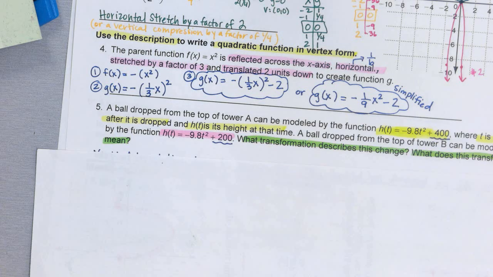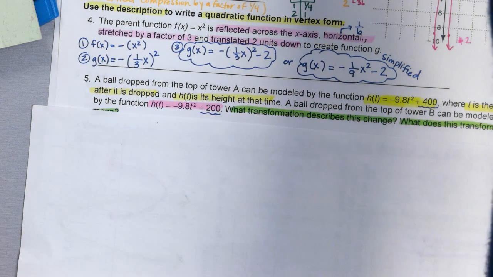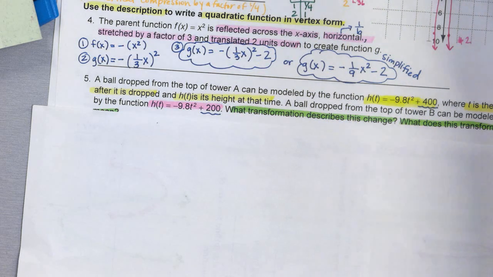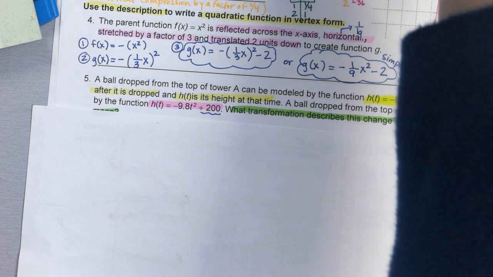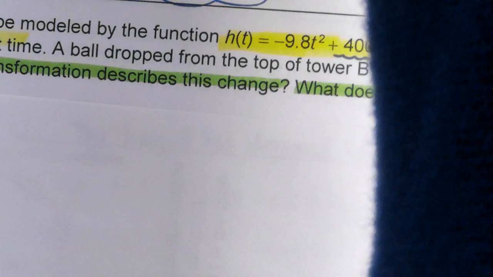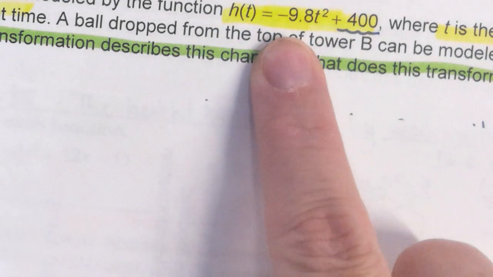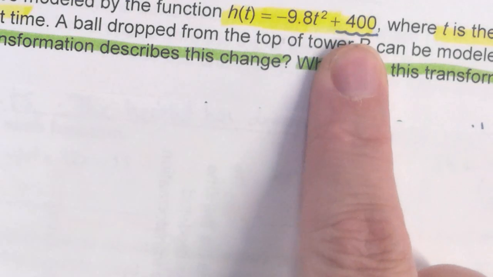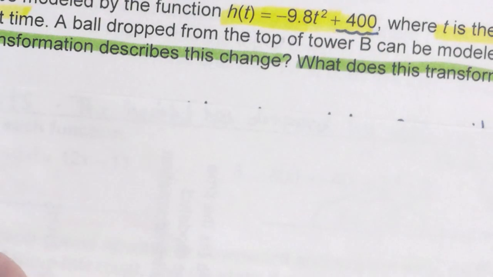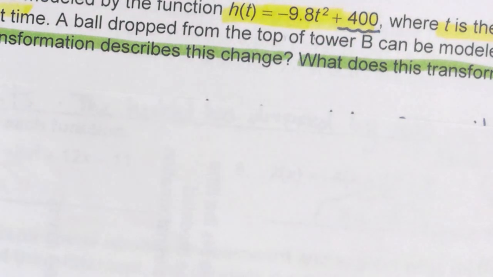All right, let's talk about the next one. We have this story problem about a ball being dropped from a tower, and they define the variables for you. So the t is the time, the h of t is the what? What's the h of t? The height, okay? So it says the height at that given time there, okay? And then they give you a function for the top of tower A, negative 9.8 t squared plus 400, and then from tower B, you have the negative 0.98 t squared plus 200. So you can notice the thing that changed is instead of plus 400, it was plus 200. So what happened?